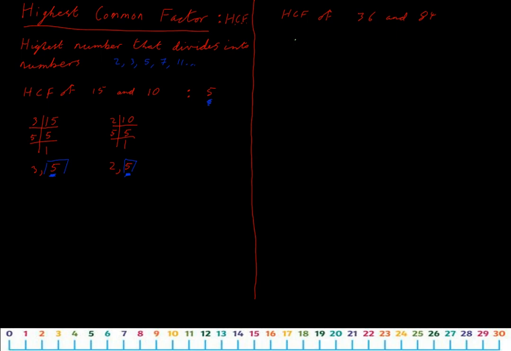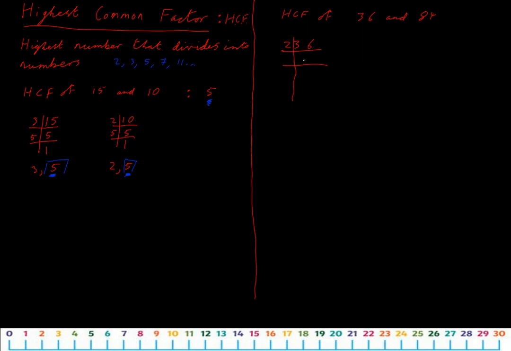So we're going to start with exactly the same method, 36, and let's find out what its prime factors are. So again, to compare the factors of these numbers, we're going to get the prime factors of each. So 36, I'm going to use my prime numbers. What's the smallest prime number that divides into 36? It's going to be 2.